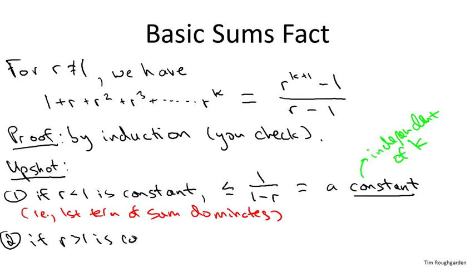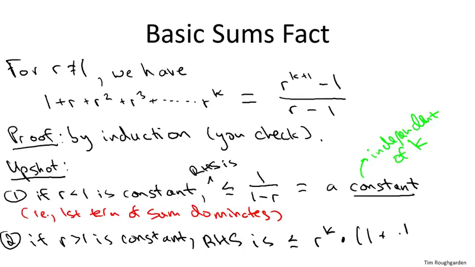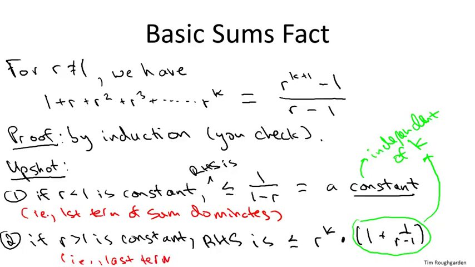A similar situation holds for the case where r is a constant bigger than 1. When r is bigger than 1, a tiny bit of algebra shows that we can upper bound the right-hand side by r to the k times something which is constant, independent of k. So again, let's interpret the second upshot in terms of a canonical value of r, namely r equals 2. Then our sum is 1 plus 2 plus 4 plus 8 plus 16, and so on. And what this is saying is that no matter how many terms we sum up, the overall sum is never going to be more than twice the largest and final term.